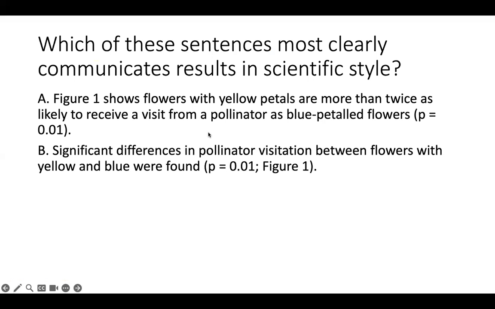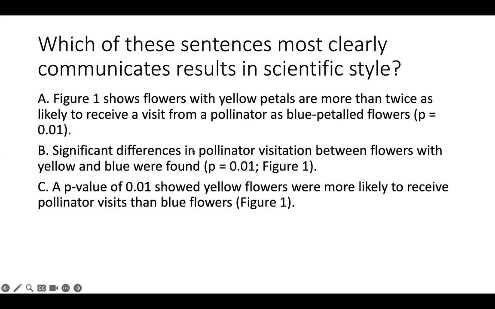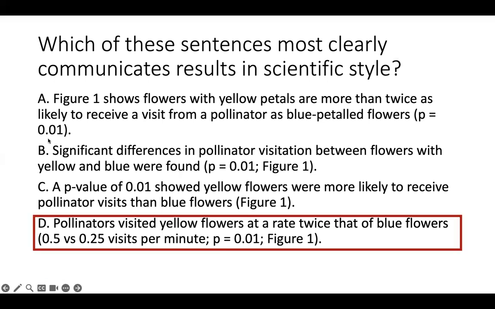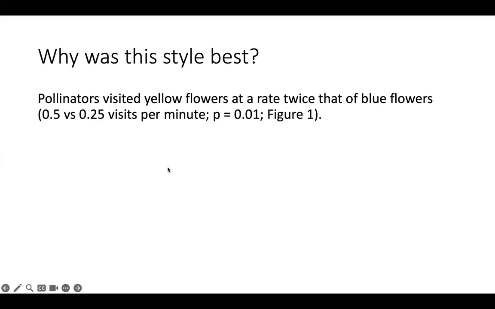B, significant differences in pollinator visitation between flowers with yellow and blue were found. C, a p-value of 0.01 showed yellow flowers were more likely to receive pollinator visits than blue flowers. And lastly, D, pollinators visited yellow flowers at a rate twice that of blue flowers. A few seconds here to give this some thought. So, for me, the best option at communicating a general result is option D here. I want to talk about why that is.